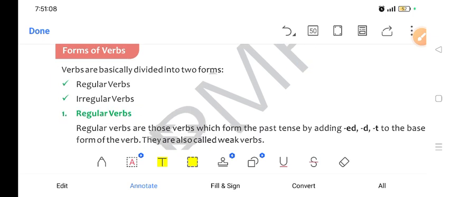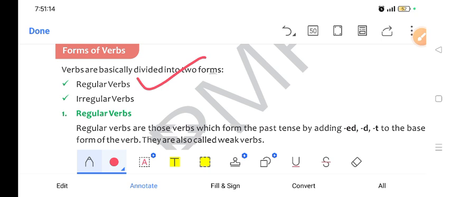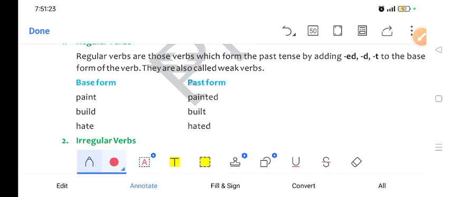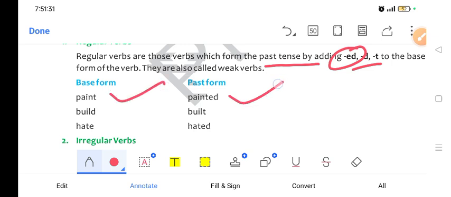Now we will talk about forms of verbs. So verbs are basically divided into two forms. The one is regular form and the second is irregular form. Regular forms follow a certain pattern. For example, you could change them into past tense by using ed, d, or t in the base form of the verb. For example, paint, painted, build, built, hate, hated.